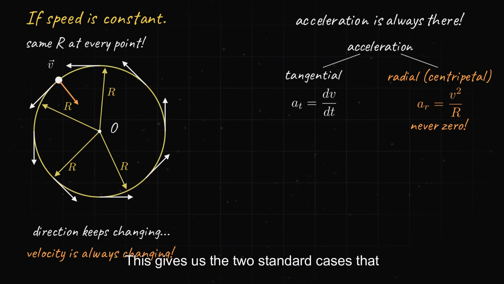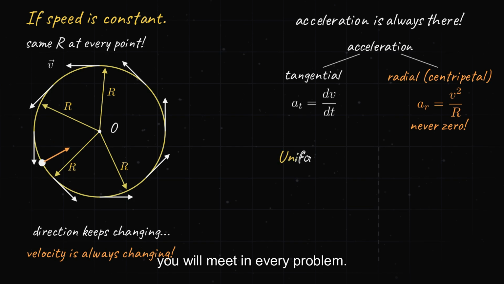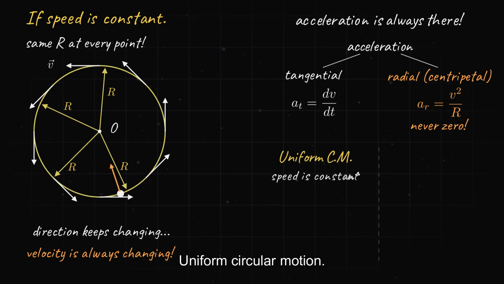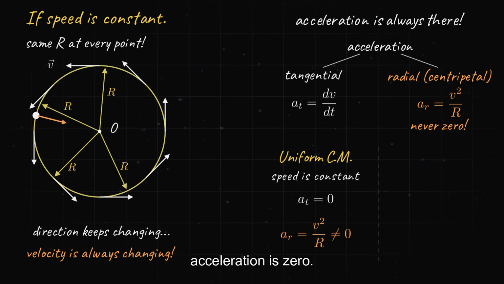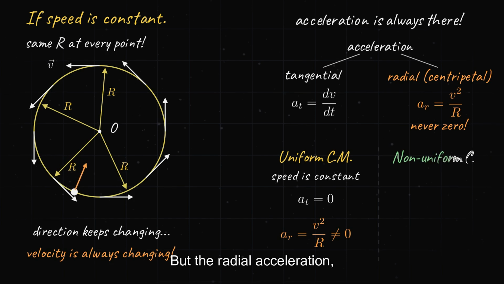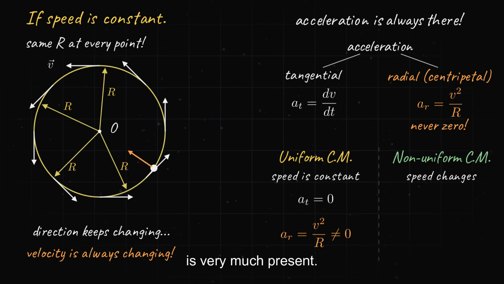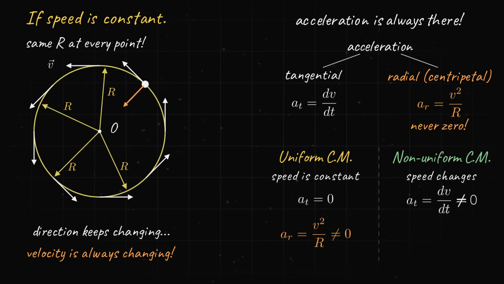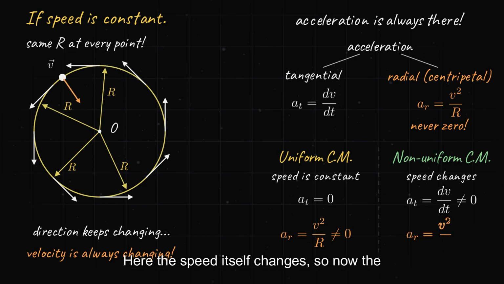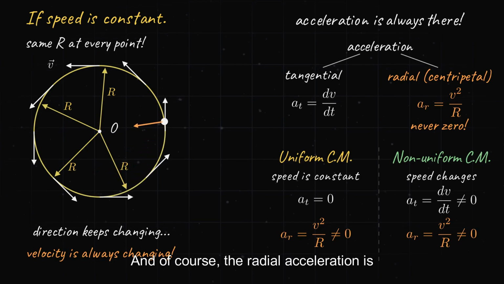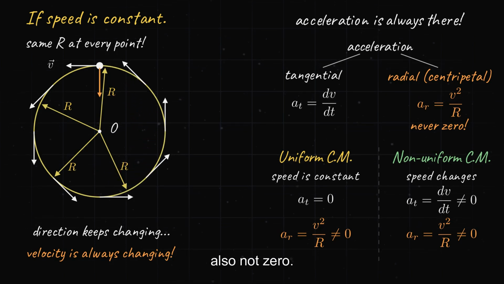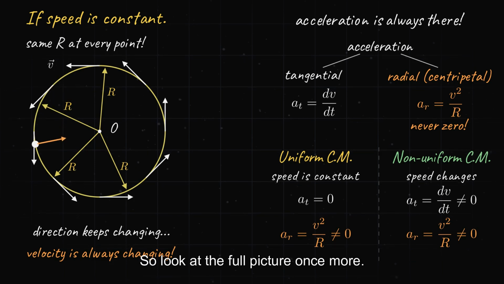This gives us the two standard cases that you will meet in every problem. Case 1, uniform circular motion. The speed is constant, then dv by dt is 0, so the tangential acceleration is 0, but the radial acceleration, v squared by r, is very much present. Case 2, non-uniform circular motion. Here the speed itself changes, so now the tangential acceleration is not 0, and of course, the radial acceleration is also not 0. So look at the full picture once more.